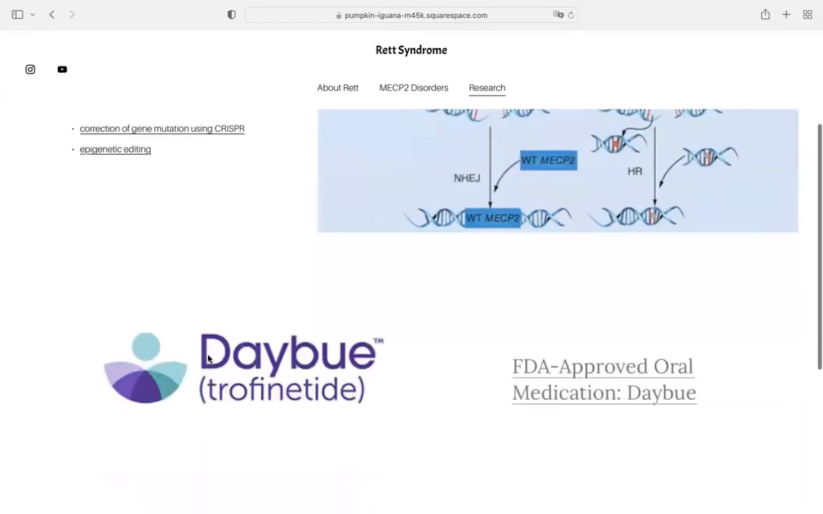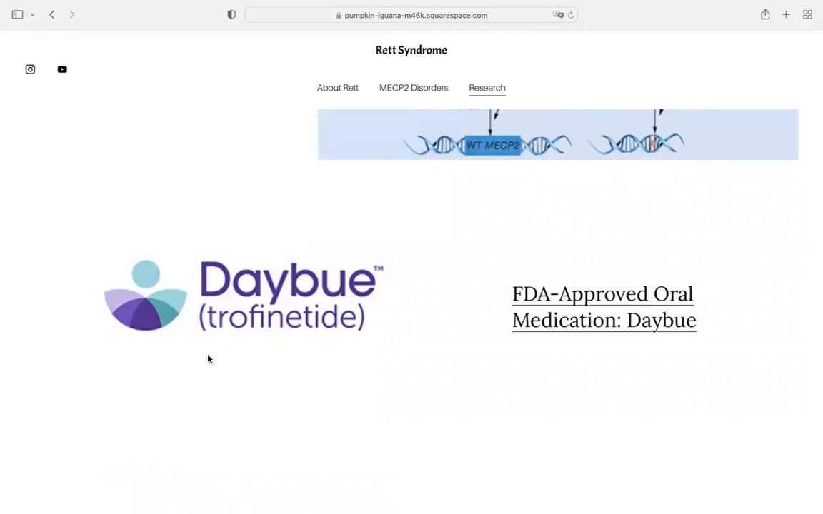copy. There's also an oral medication called Daybue that targets neuron inflammation. It does not cure the disease, but it can provide some treatment for the symptoms.